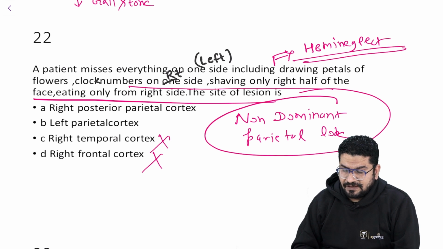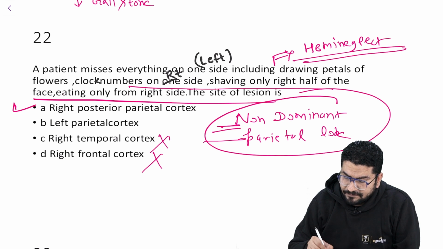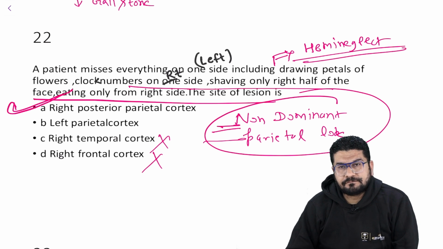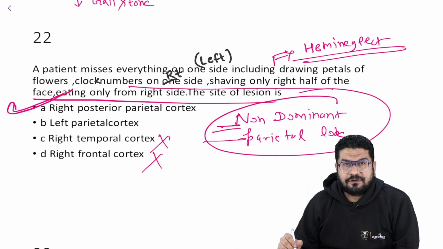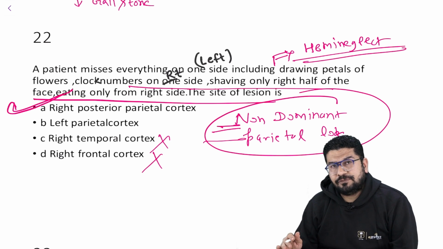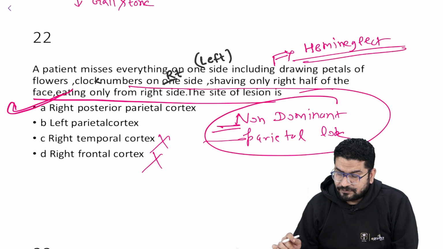The option will be either right or left parietal cortex. This is non-dominant, so the answer will be right posterior parietal cortex, because hemi-neglect is a feature of the non-dominant parietal lobe. In the dominant parietal lobe, you can see aphasia, another feature. So the answer is right posterior parietal cortex.